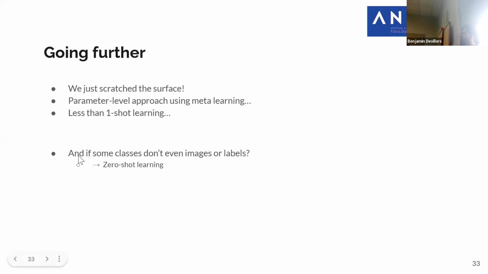Yeah, and this is just the next section, so I'm just going to mention it. Well, if we don't even have examples for some labels, that's called zero-shot learning, and we're going to talk about this after.